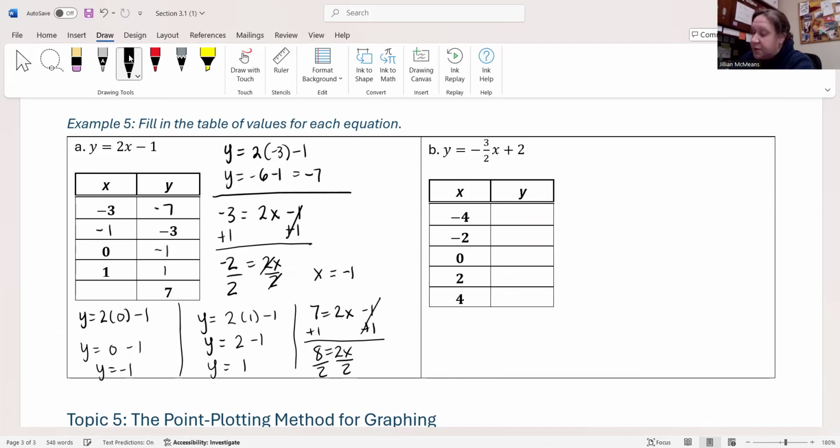So I divide both sides by 2. 2 divided by 2 is 1. 1 times x is x. And then 8 divided by 2 is 4. So now we're saying that if y is 7, x has to equal 4.